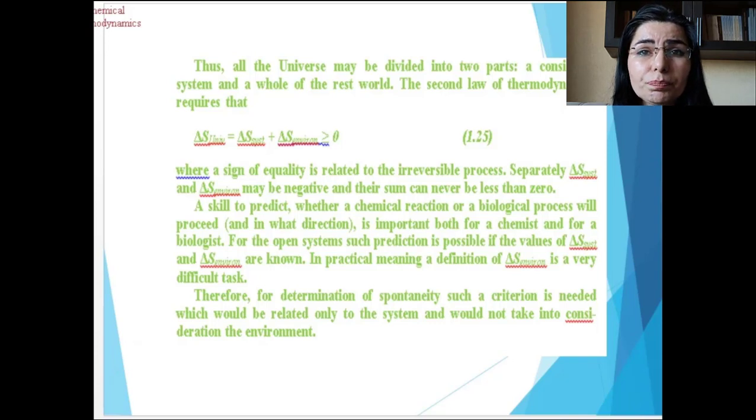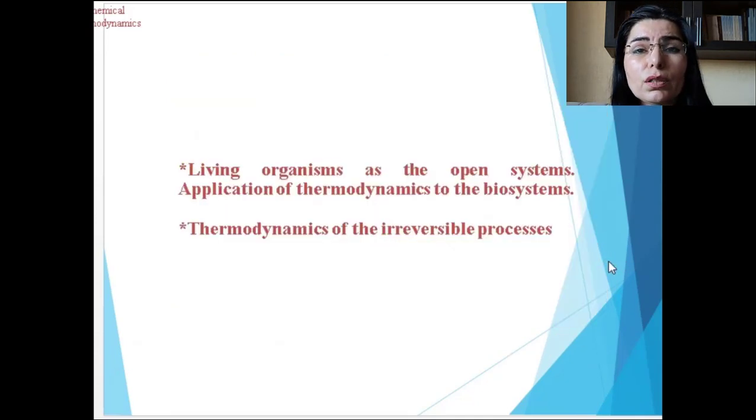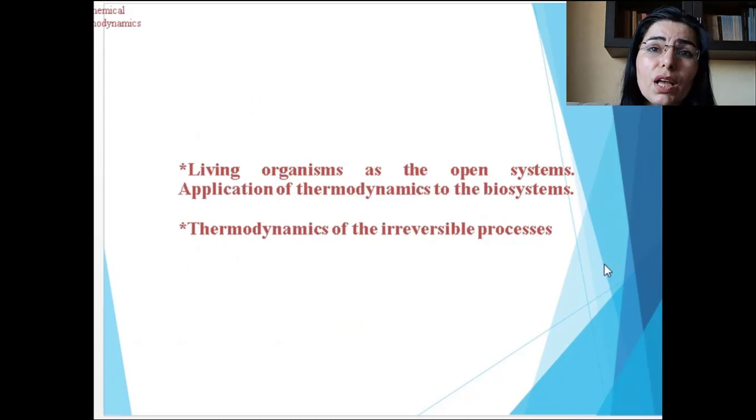For an open system, such prediction is possible if the values of delta S system and delta S environment are known. In practice, the determination of delta S environment is a very difficult task. Therefore, for determination of spontaneity, a criterion is needed which would be related only to the system and would not take into consideration the environment. Now about living organisms as open systems, application of thermodynamics to biosystems, and thermodynamics of irreversible processes.